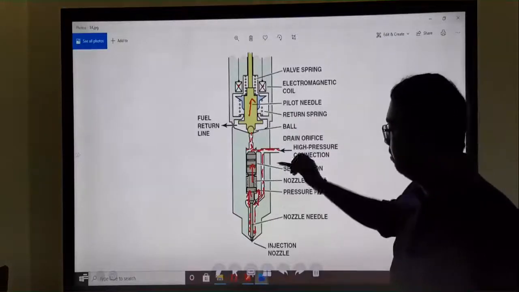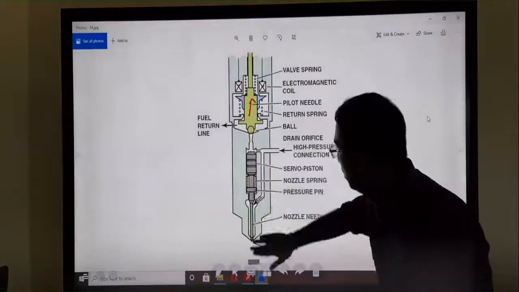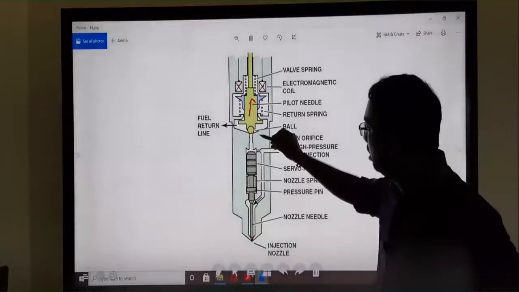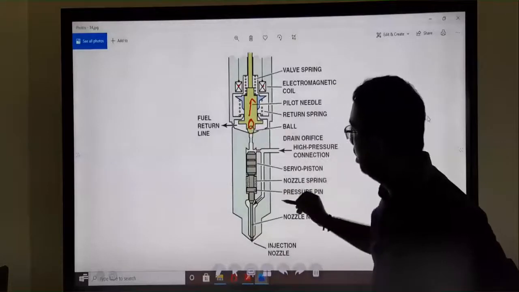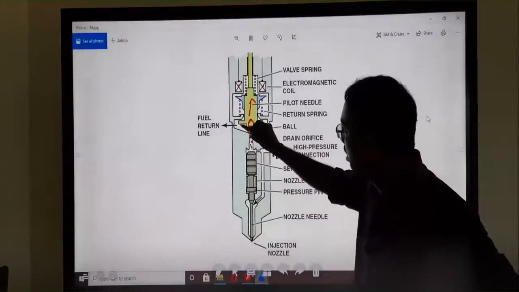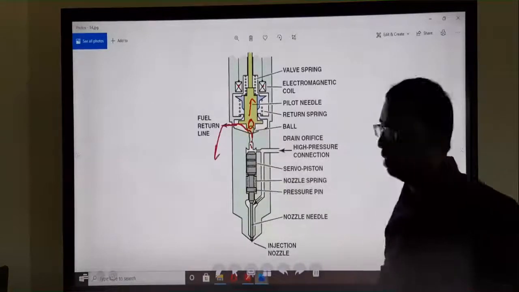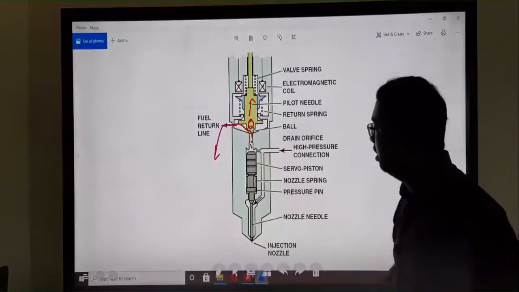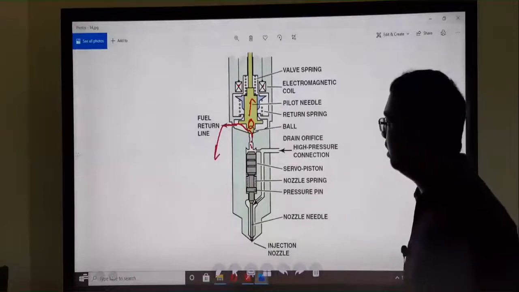So at that time, this pilot needle moves like this. So there is a gap here. So the fuel filled here goes to this return line, and the extra fuel goes to this return line. Okay. So at the same time, this pilot needle is moved upwards.